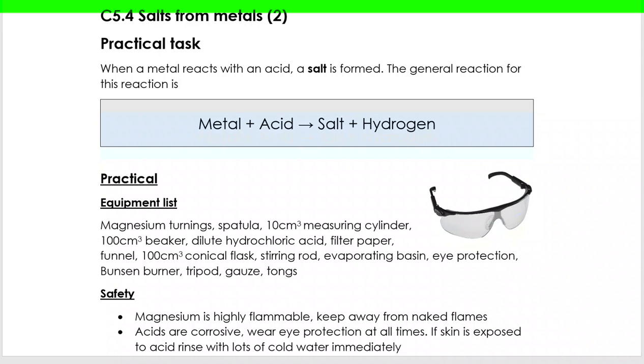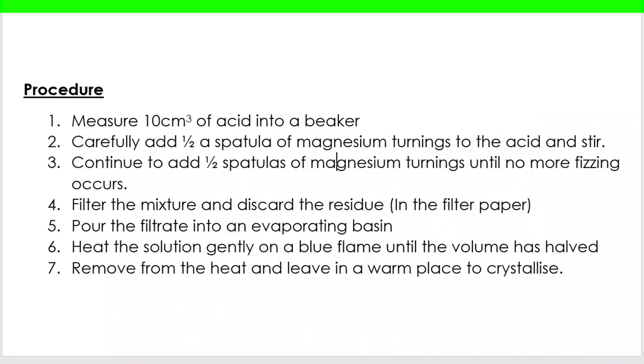Little bits of information here about the equipment list and about safety, but we're going to take a look at the method. So we take a small amount of the acid, we add half a spatula of magnesium, we stir, and we keep doing that until the fizzing stops, the effervescence stops. At that point, we need to filter the mixture. We'll talk about why in a moment. Once it's filtered and we've got our salt solution, we gently evaporate it in an evaporating basin, allowing the salt to crystallise, and we can make that salt in this way.